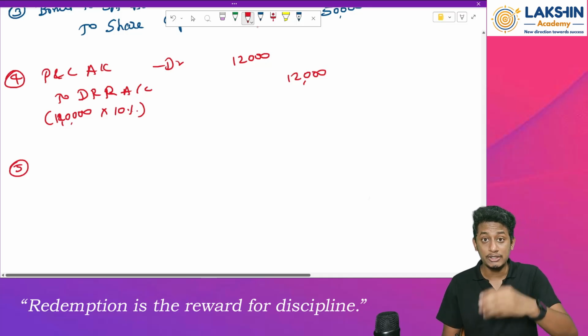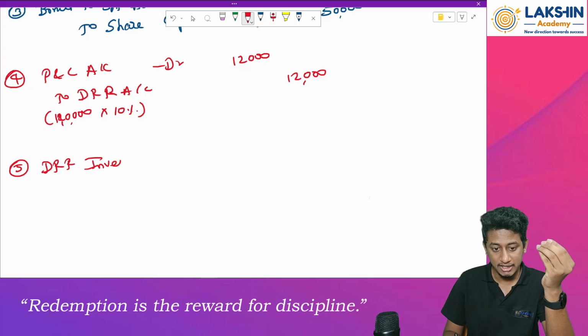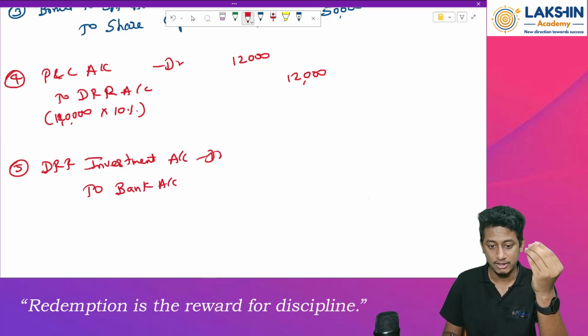Then after this, we need to invest some amount, right? So DRR investment account. It is an asset account. Remember the entry I have taught you before. Investment account debited. The payment will be done through what? Through the bank account, to bank account.